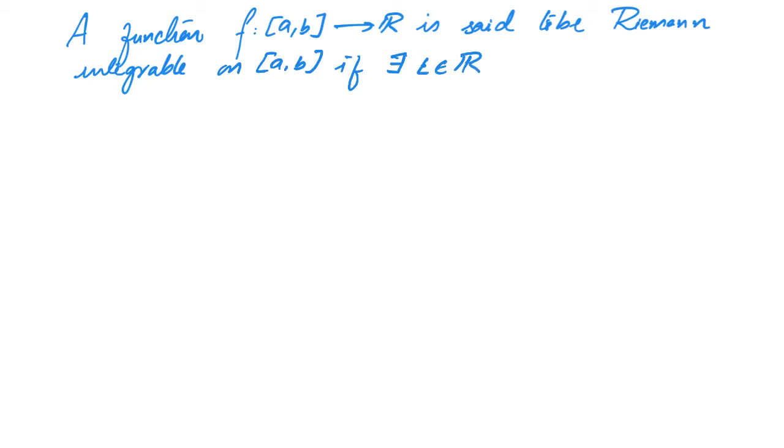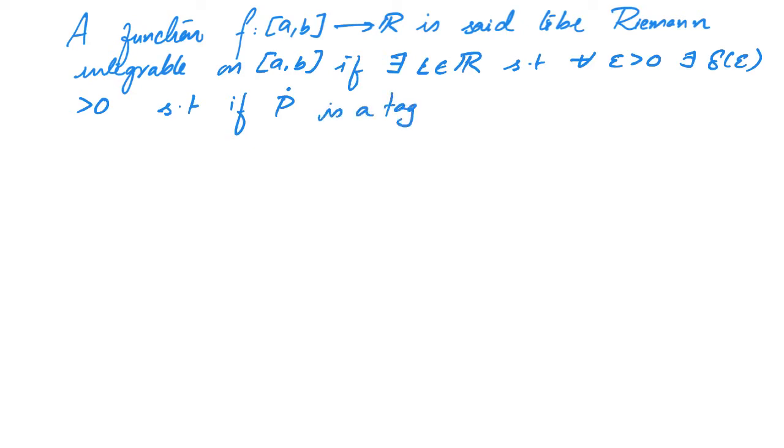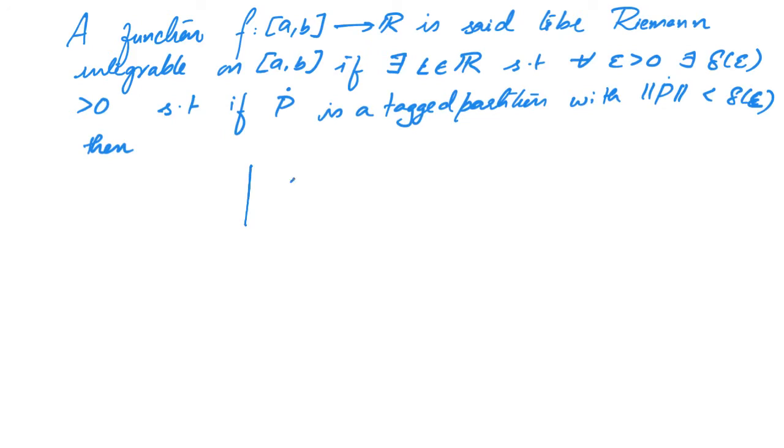L in R such that for every epsilon greater than 0, there exists a delta that depends on epsilon, which is also greater than 0, such that if P dot is a tag partition with norm of P dot less than delta of epsilon, then mod of S of f, P dot minus L is less than epsilon.